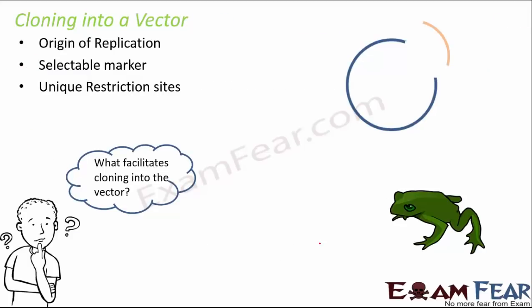Now when we talk about cloning into a vector, it is possible only if the vector has the following features. For example, it should have an origin of replication. We need a selectable marker and unique restriction sites. Now, the main idea is that the foreign gene must be able to replicate inside the host. That is very important. So, there are two things. Let's say that this is a vector and we add the cut piece to this vector and we form the recombinant DNA. Now this should, after entering into the host cell, be able to replicate. That is very, very important.